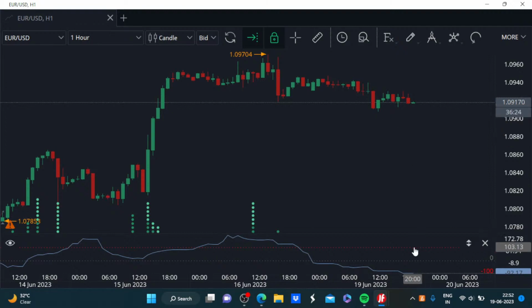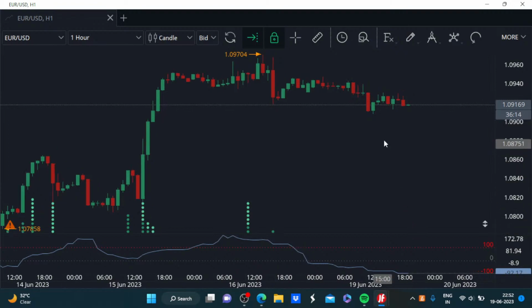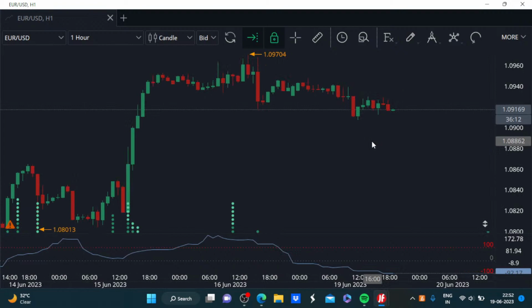Now, if we consider the current output value here, it is at minus 92. It is still above our criterion of minus 100. So we will have to trade cautiously here because the momentum is neither strongly bearish nor bullish. It is a situation of the underlying instrument moving in a narrow range in a consolidation phase.